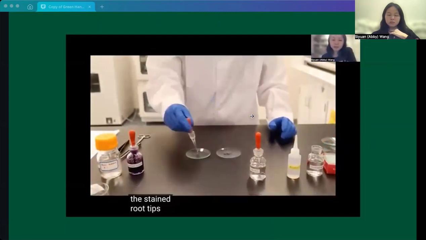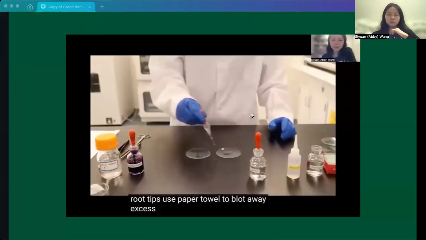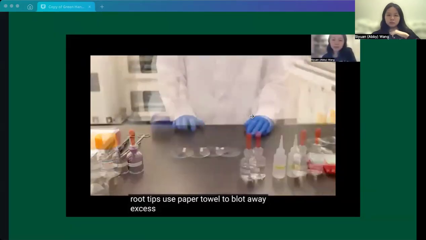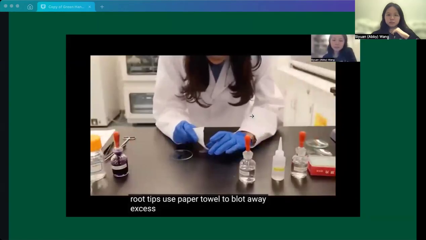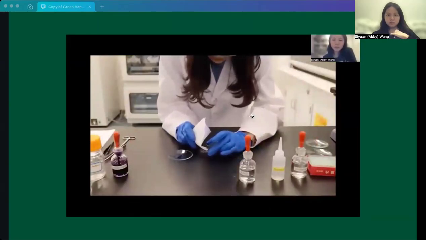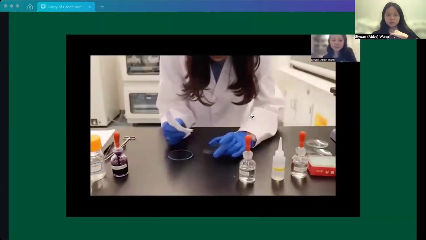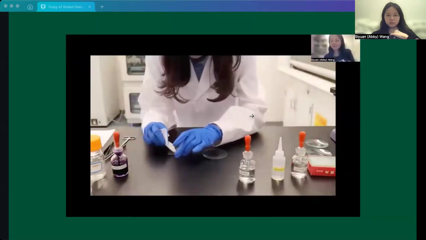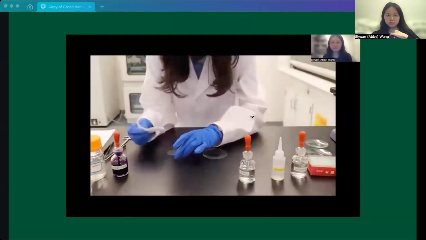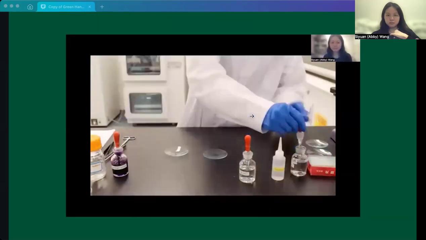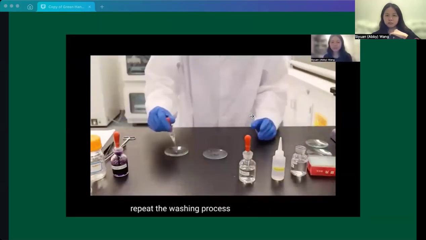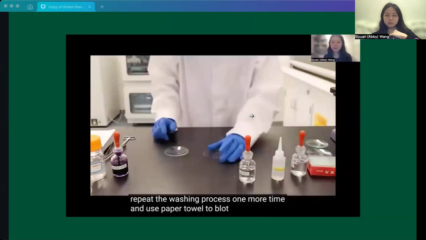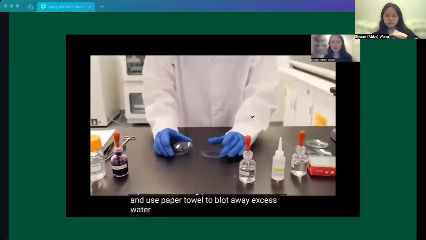Add a few drops of distilled water to the stained root tips. Use paper towel to blot away excess stain and water. Repeat the washing process one more time and use paper towel to blot away excess water.